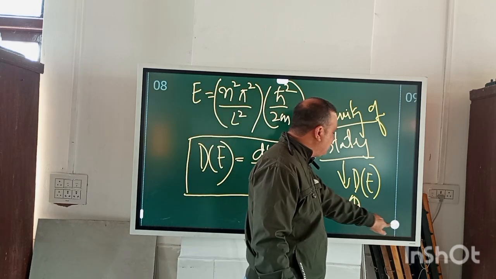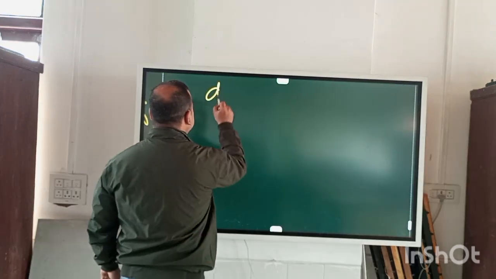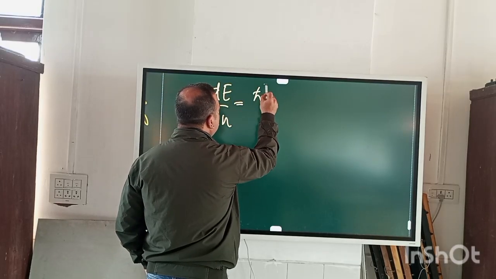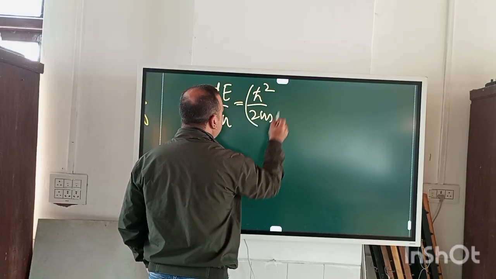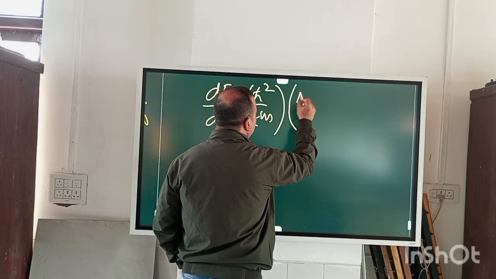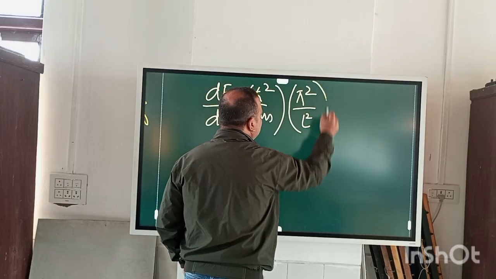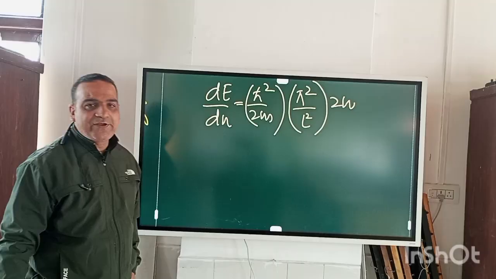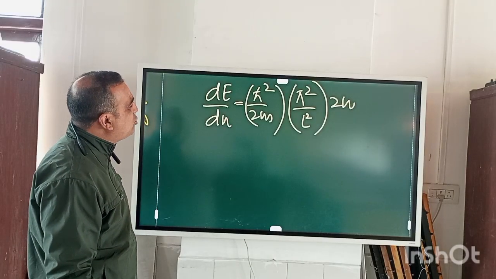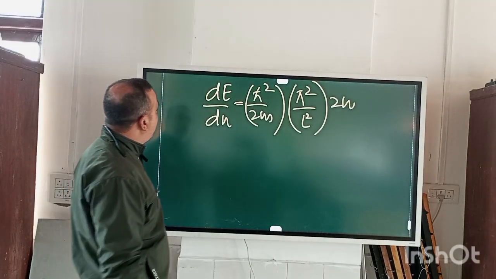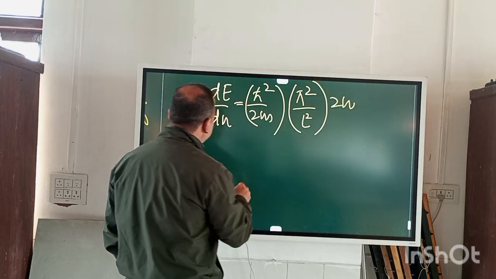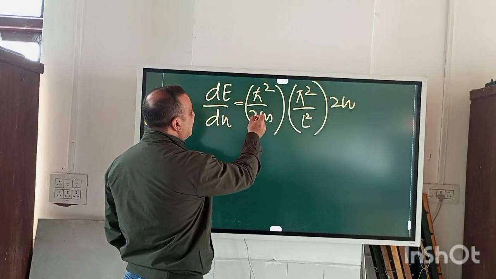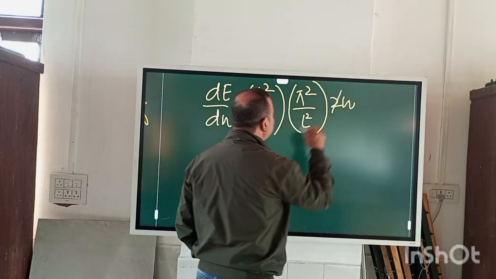So when I differentiate this, on the left hand side I will have dE by dN. On the right hand side, h cross square by 2m will be here, and then pi square, divided by L square. For n square, I will have 2n because the differentiation of n square will give me 2n. So this is dE by dN, but as per the definition, I want dN by dE. You can see the 2 and 2 will cancel.